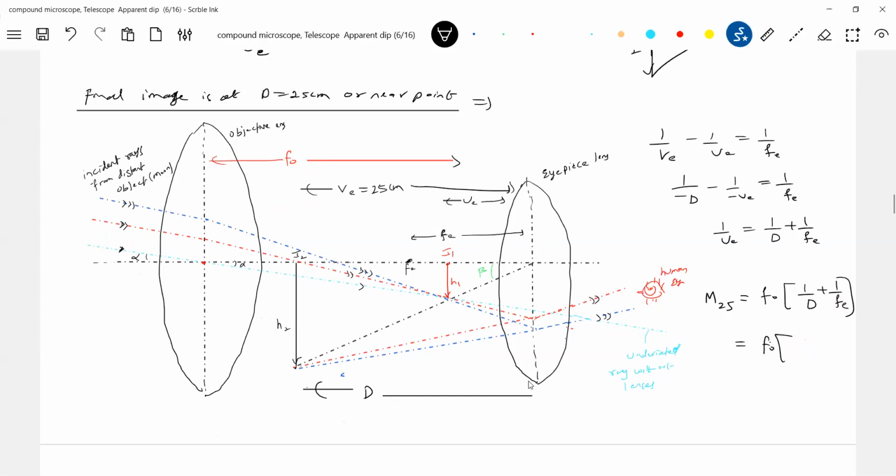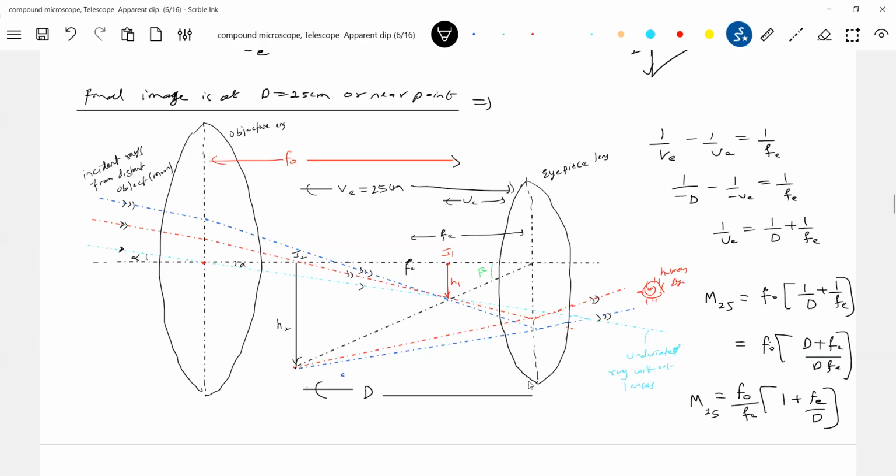Here we can write it in one more way: D plus FE by DFE, or this will become F naught by FE times 1 plus D by FE. You have to remember this formula, very important. It's left to you. If you are able to derive it in the exam, okay, go for it.